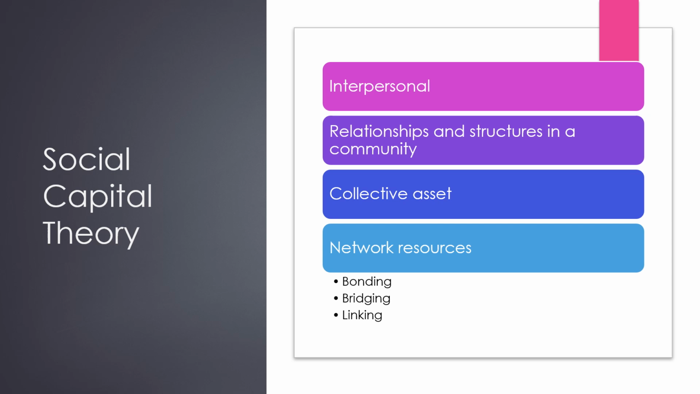When we talk about linking social capital, it's this type of network, and social capital comes from relationships between or among individuals with institutions and individuals with relative power over them. An example would be a boss and an employee that work on a project together.